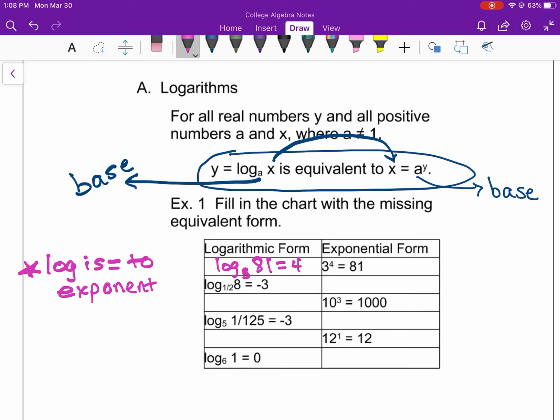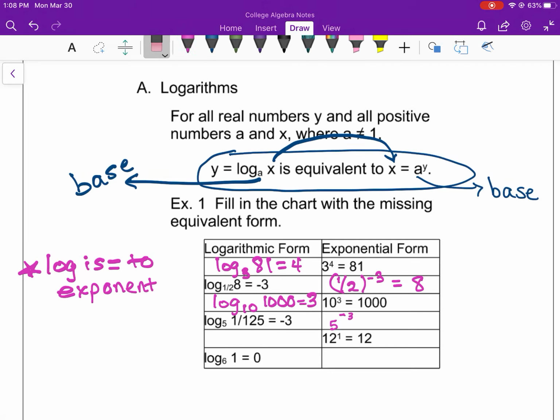Okay, so on the other side here, my base is 1/2. It equals the exponent, so negative 3. And then that's going to be 8. Switching back again, my base is 10. Of 1,000 equals the exponent 3. My base is 5. My exponent's negative 3.